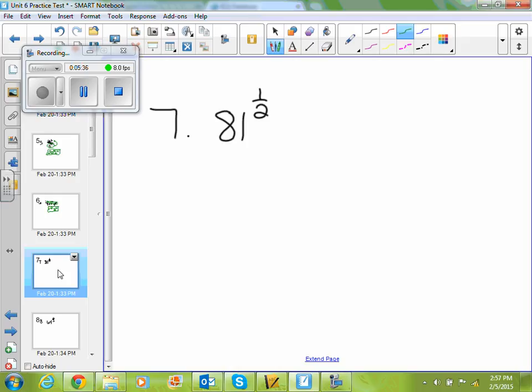Alright, so number 7, 81 to the 1 half. We're going to do this one together on the calculator just so we can make sure we remember how to do it for the test. I agree with you, Kalani, that the 2 gets pushed forward. Then I write a root. 1 stays where it's at, and the 81 goes inside. So we need to remember how to take the square root of something on our calculator.